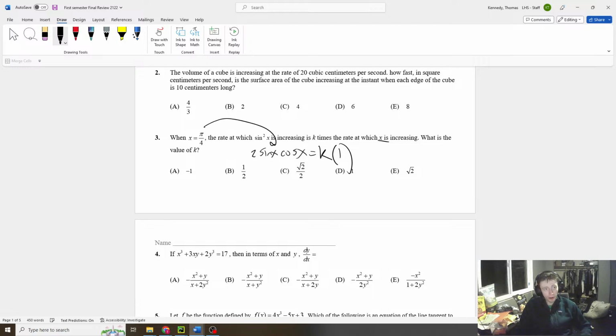Plug in pi over 4. You get 2 times sine of pi over 4, which is root 2 over 2, times cosine of pi over 4, root 2 over 2, equals 1. 2 times a half, or 2 times 2 over 4, or however you want to think about this. That knocks that out.